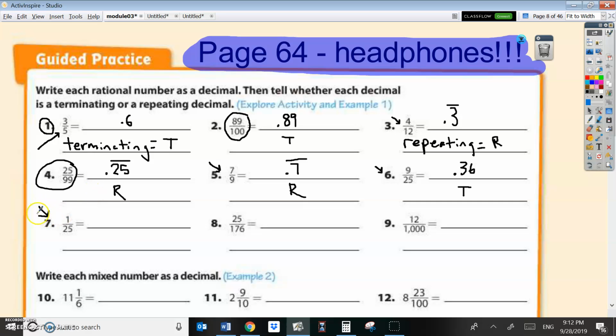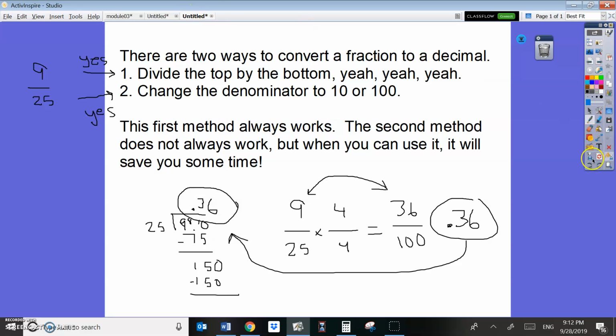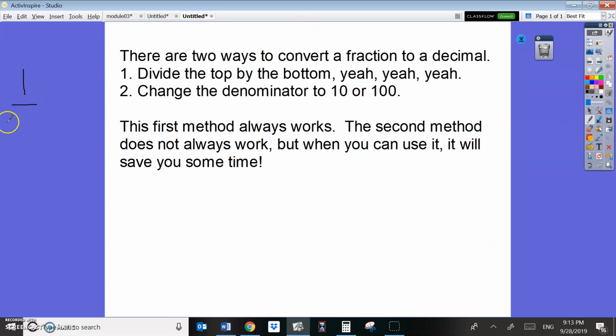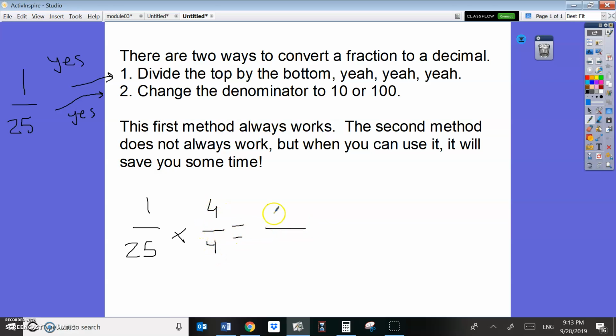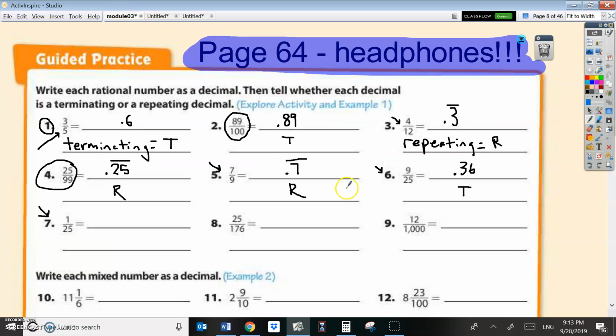1 over 25, same deal. 1 over 25. You can do this, yes, and you could do this. 1 over 25 times 4 over 4 gives you 4 over 100, or 4 hundredths. And that's a terminating decimal.